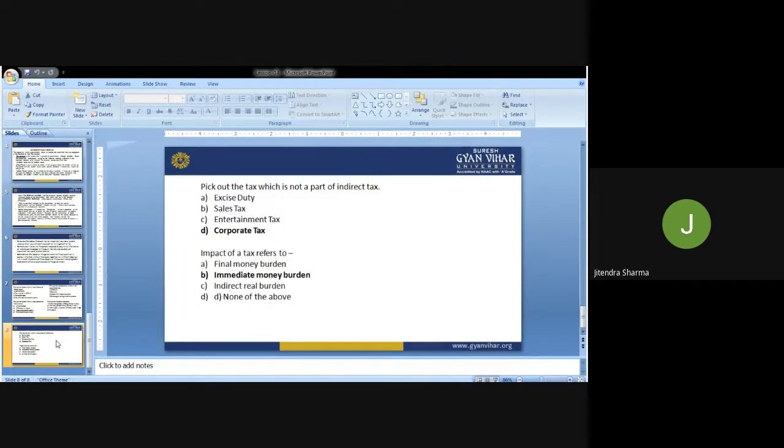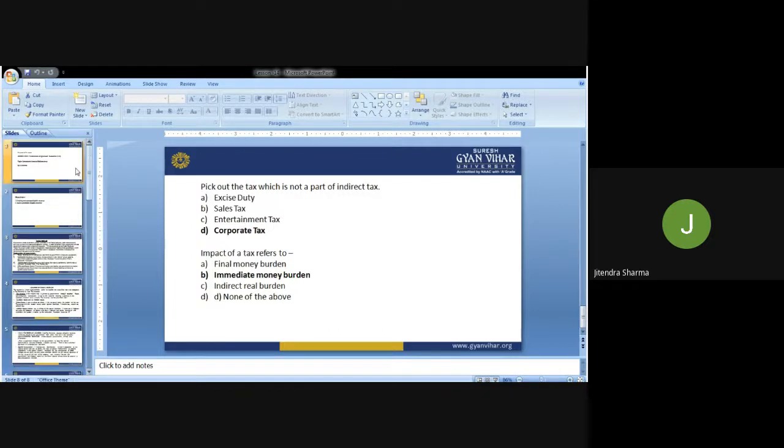Pick out the tax which is not a part of indirect tax: excise duty, sales tax, entertainment tax, corporate tax. Corporate tax is not an indirect tax, because it is imposed on the organization. Next, the impact of tax refers to: final money burden, immediate money burden, indirect real burden, or none of the above. It is the immediate money burden, because when we tax, the impact is on the immediate money burden.